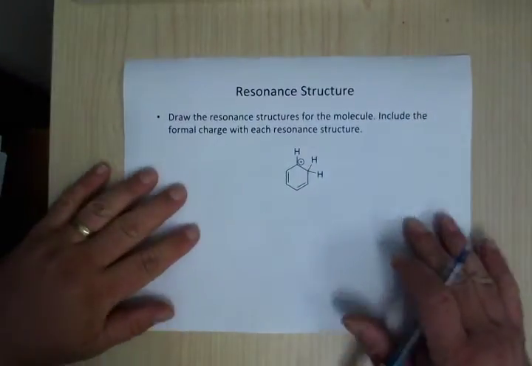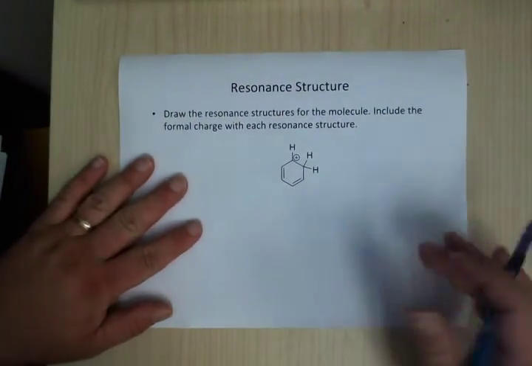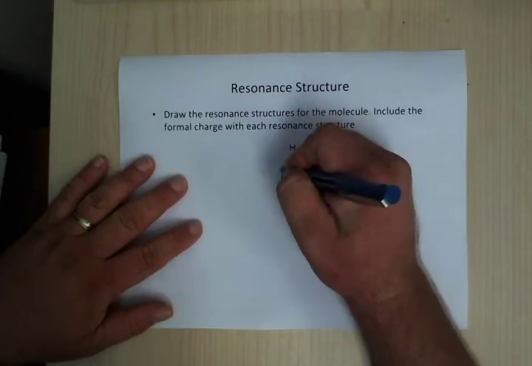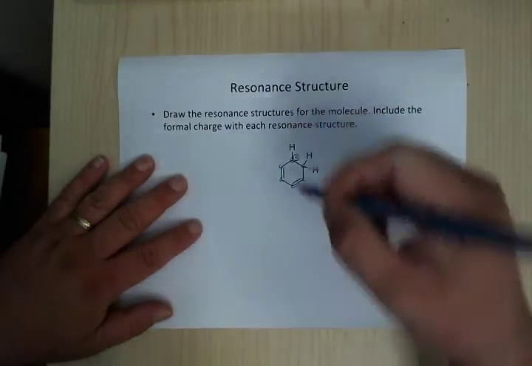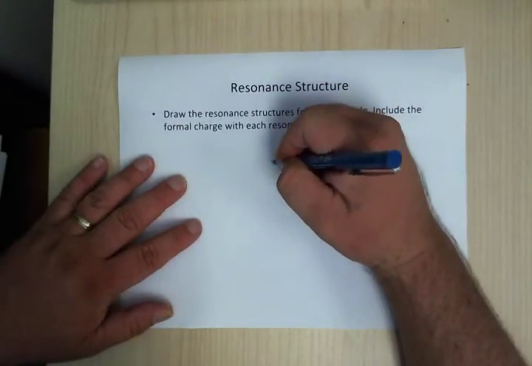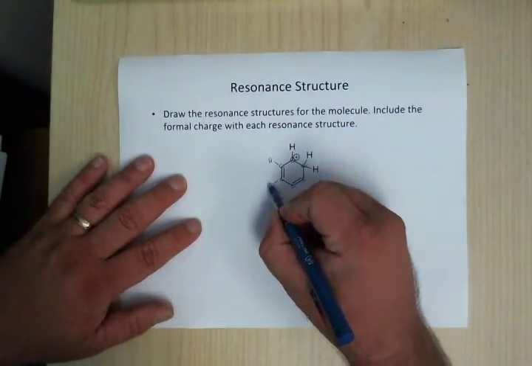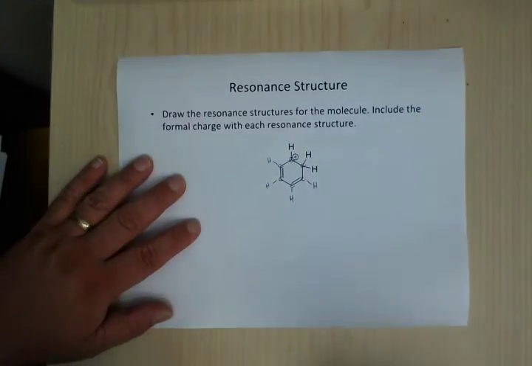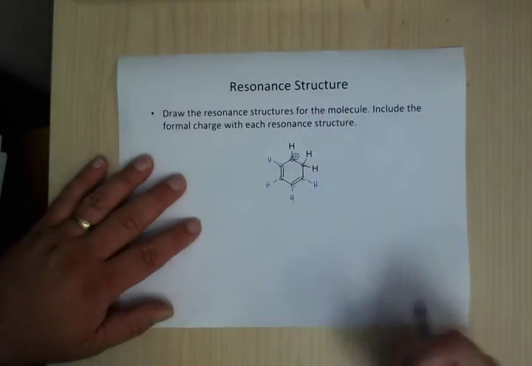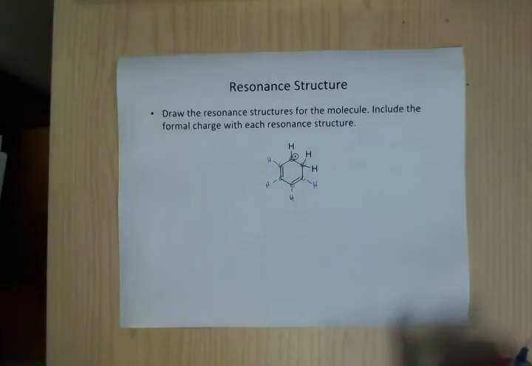Okay, so for the resonance structures, I'm going to give you this as more of a proper Lewis structure, although I could give it to you like this technically. But one of the things you're going to want to do, especially when you're just starting out, is go ahead and fill in all of the hydrogens. Fill in all the bonds so it's a little bit easier to see.